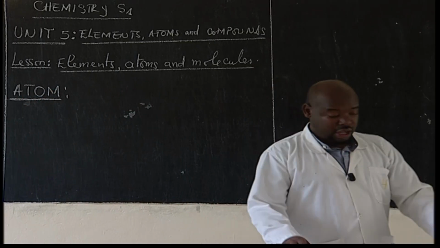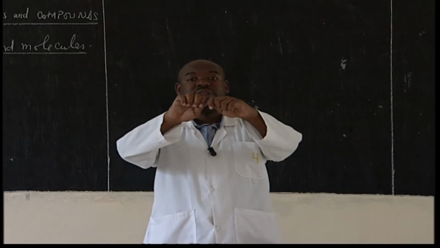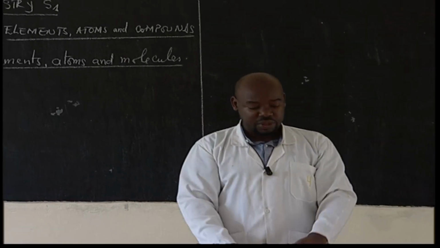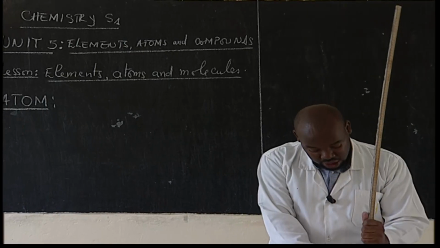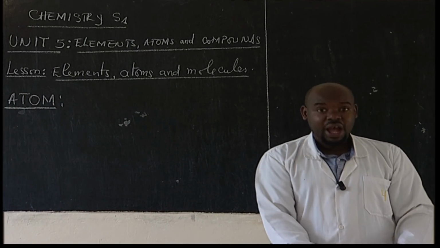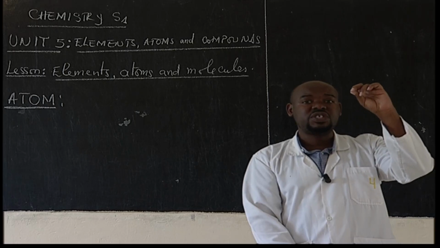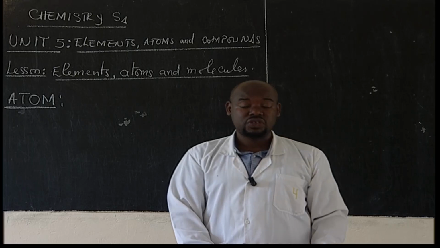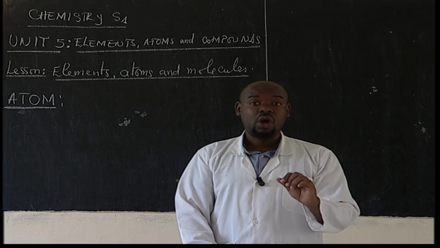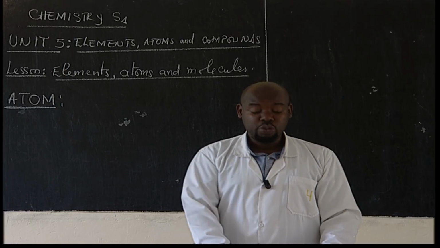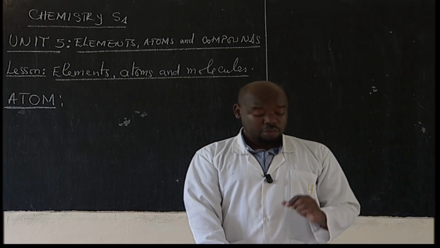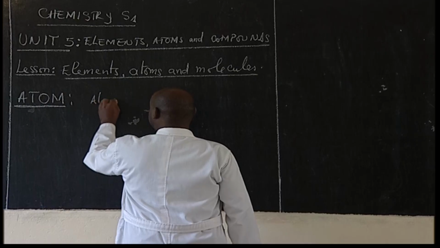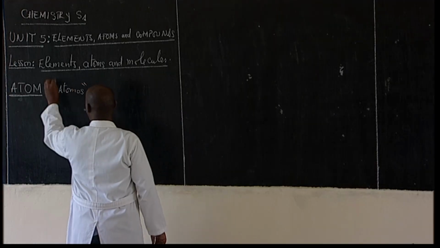As I said, if you take a large piece and divide it into smaller pieces, and you go on dividing into smaller pieces, you will end up finding a very, very small piece which cannot undergo further divisions. And we call that particle an atom to mean what? To mean indivisible. Atom comes from the Greek word atomos, which means indivisible.